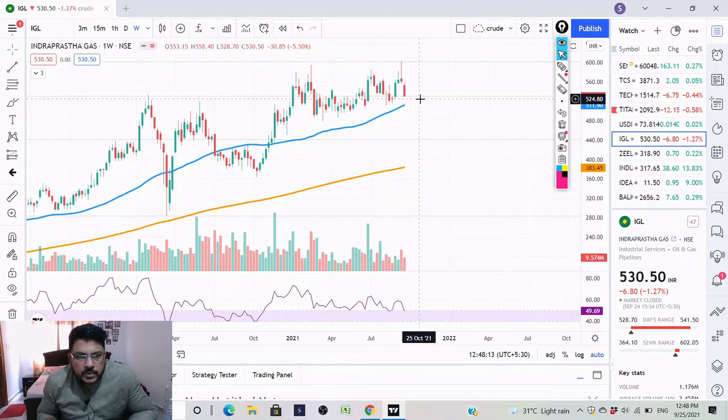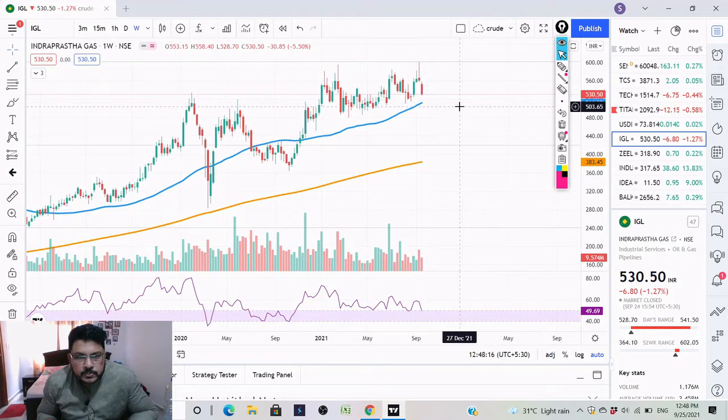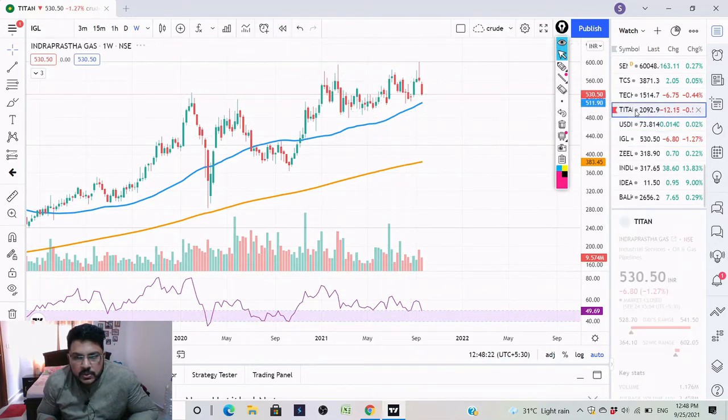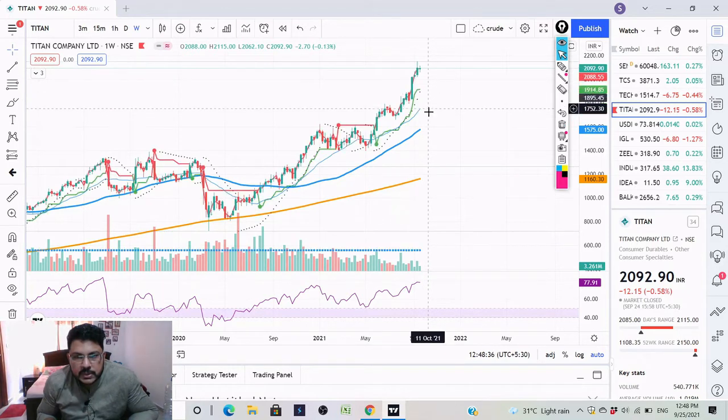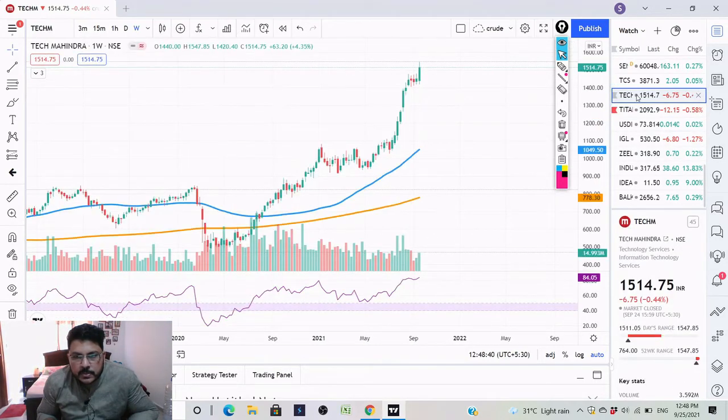IGL has dropped from here, but it is still holding the support and it is still above the rising 20 period moving average. You can hold it if you have an entry. And Titan is still bullish, it's still going up. Look at the rising 20 and it can go further up, but wait for a retracement for an entry. Your entry can be at this level, 1817. Tech Mahindra, we are still holding, it's still rocking, it can go up.